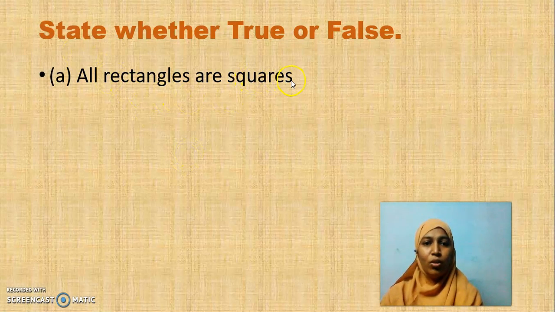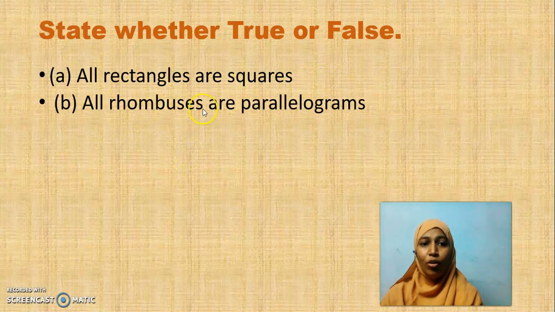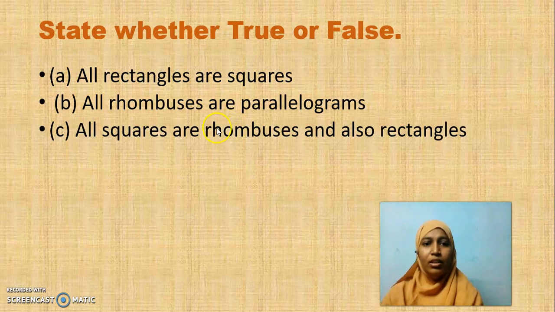All rectangles are squares? False. All rhombuses are parallelograms? It is in exercise 3.4, first question. With the help of the previous slide, try to answer all these questions. All rhombuses are parallelograms, true. All squares are rhombuses and also rectangles. All squares are rectangles, all squares are rhombuses.